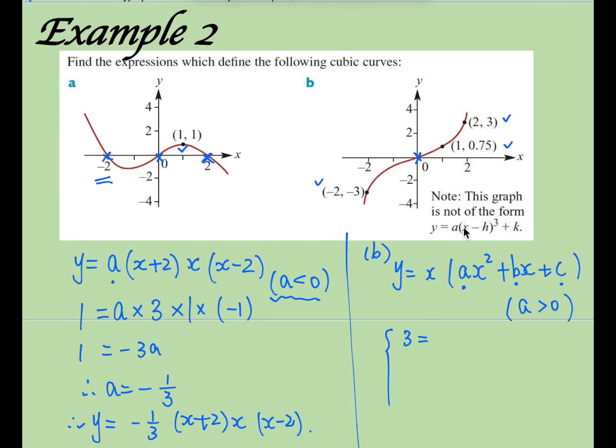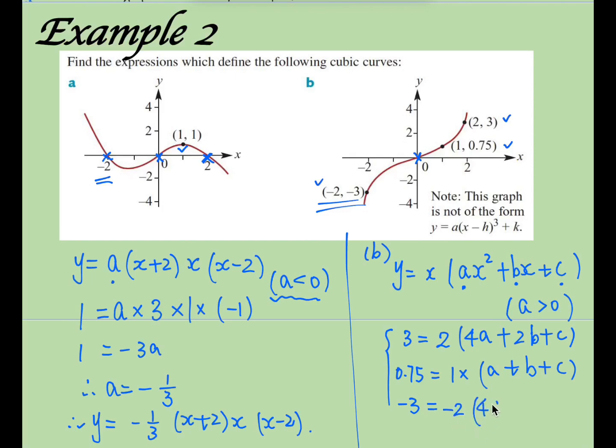By substituting (2, 3), y value is 3 and x value is 2, then we will have 3 equals 2 times (4a + 2b + c). And then for the point (1, 0.75), the y value is 0.75 and the x value is 1. It means 1 times (a + b + c). And the third equation will be obtained by substituting the point (-2, -3). Y value is -3 and x value is -2. And we will have -2 times (4a - b + c).